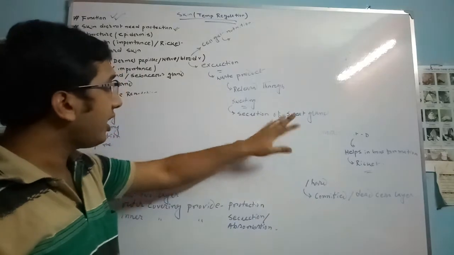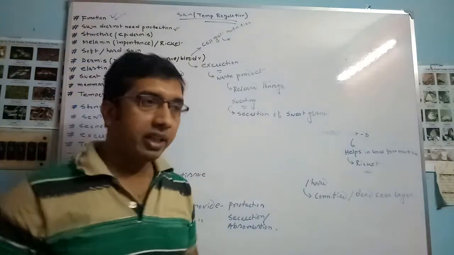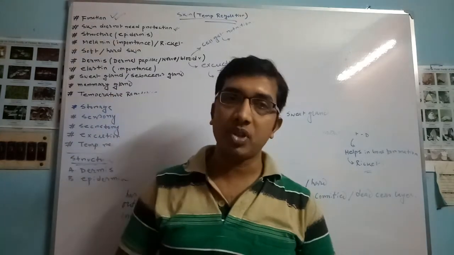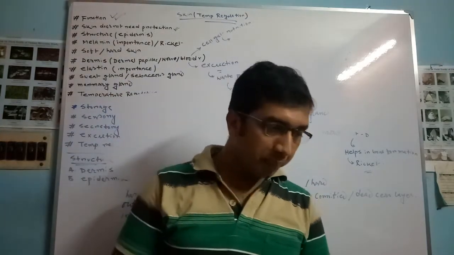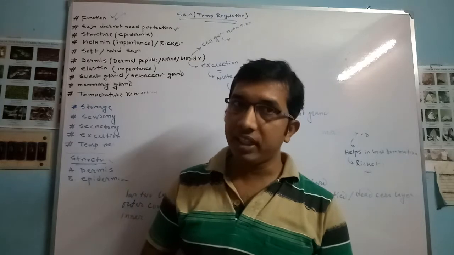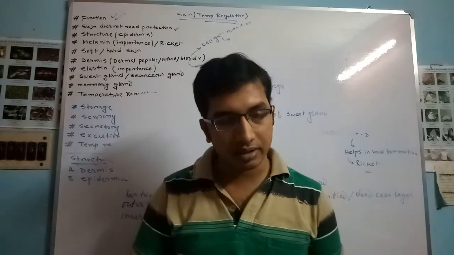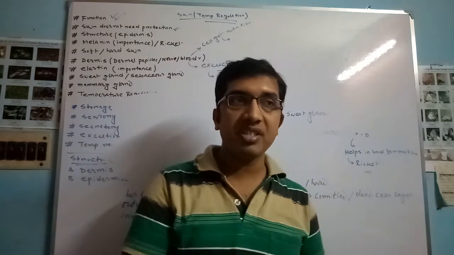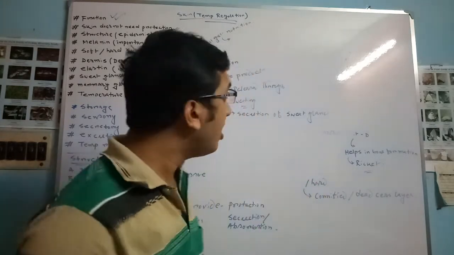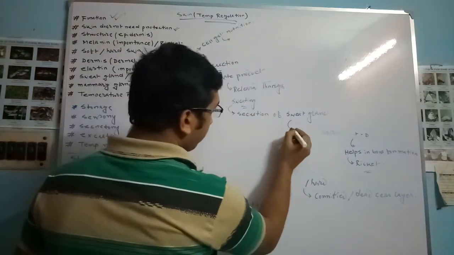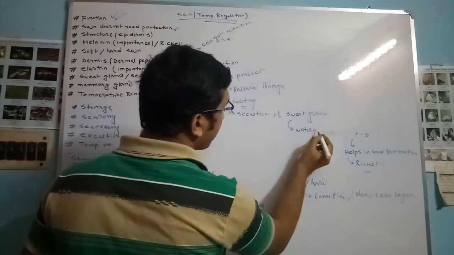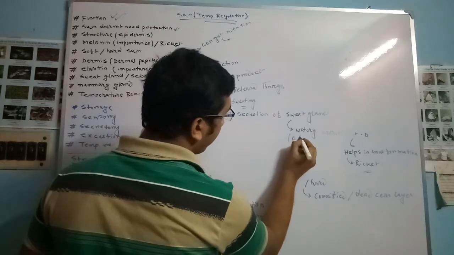Actually, besides the sweat gland, another gland is there. The dermis layer contains two types of gland. One is called the sweat gland, another is called the sebaceous gland. The sweat gland secretes sweat, but the sebaceous gland secretes sebum. Sweat is a watery substance, and it has some odor.